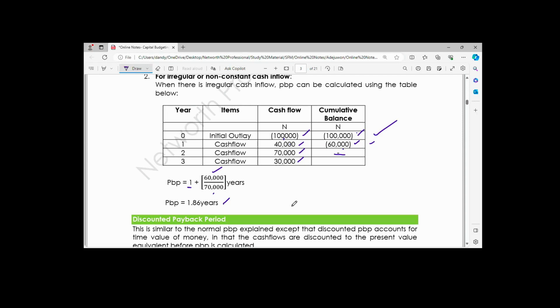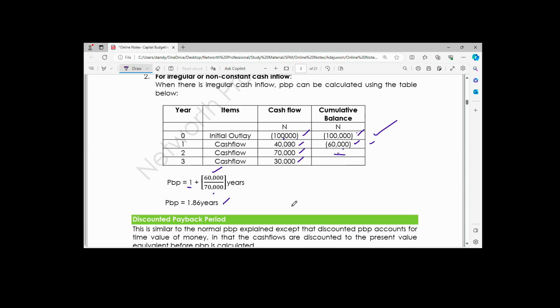Now, the issue is that for the acceptability of projects using payback period, the acceptability of a project is based on the management predetermined payback period. I repeat, under payback period, the acceptability of a project is dependent on the management predetermined payback period. What this means is that if the management intended payback period is not given to you, there will be no basis for the acceptability of the project. So in that situation, you cannot advise whether the project should be accepted or not.